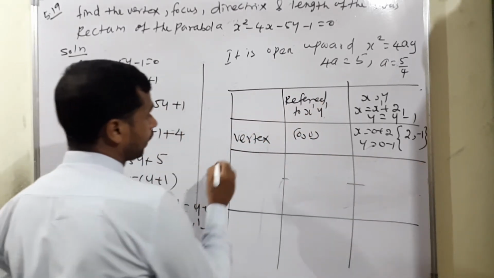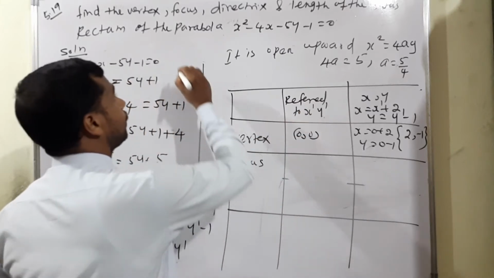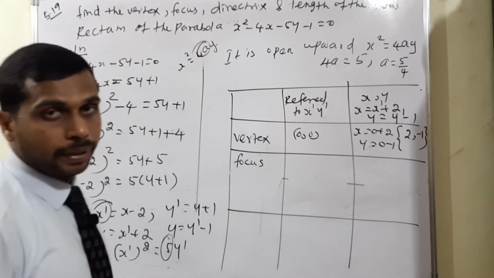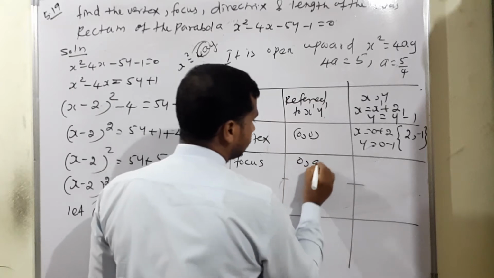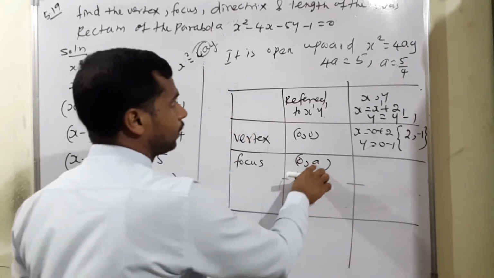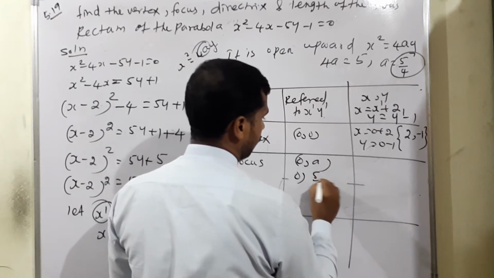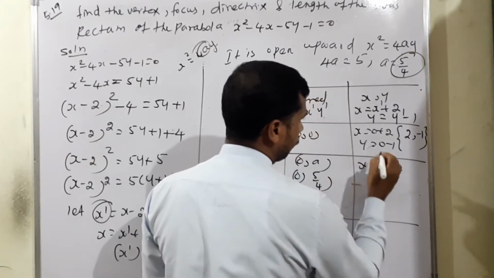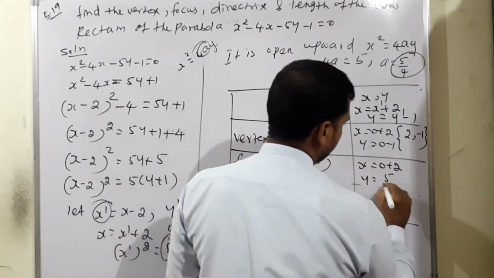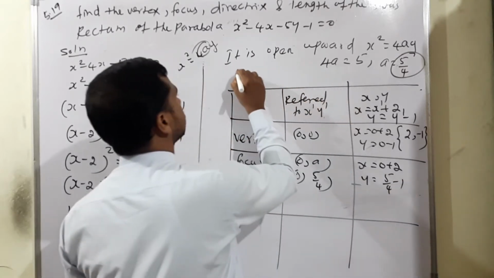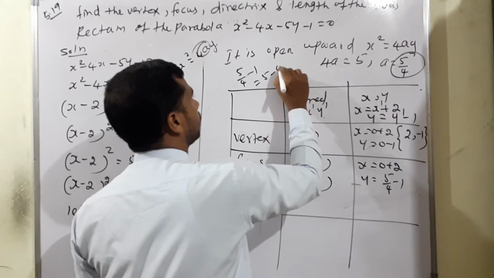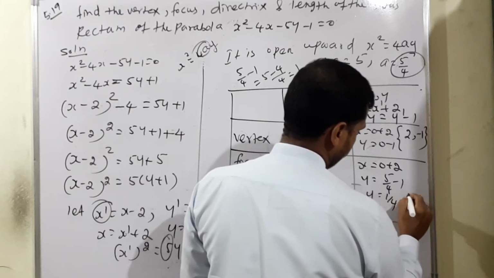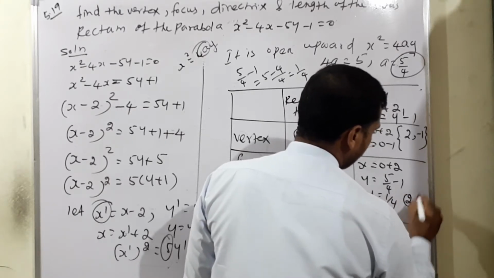Next one, we need the focus, isn't it? Focus: already you know this is x square is equal to 4ay, so x value will be 0. Therefore the focus is 0 comma a. We already found a is equal to 5 by 4. So therefore 0 comma 5 by 4. Now you can apply x is equal to 0 plus 2, then y is equal to 5 by 4 minus 1. 5 by 4 minus 1 means 5 minus 4 divided by 4, which is 1 by 4. So y is equal to 1 by 4. Then we can say the focus is the point 2 comma 1 by 4.